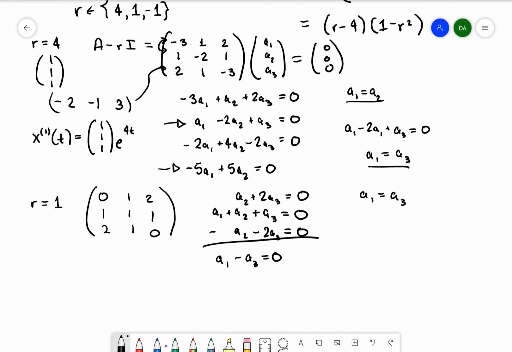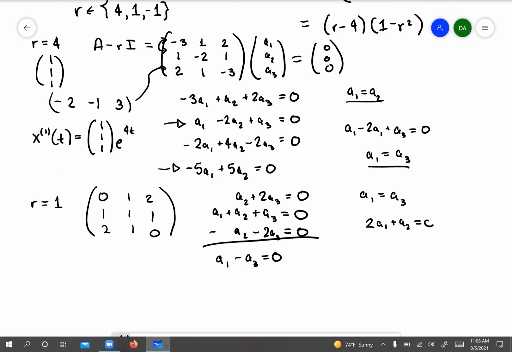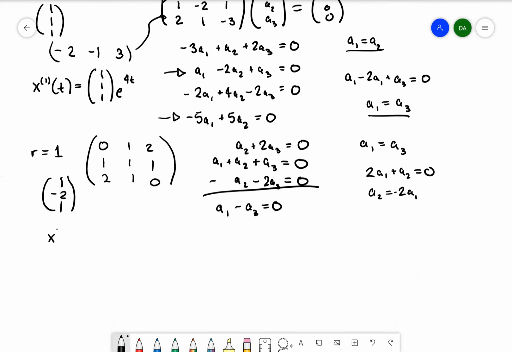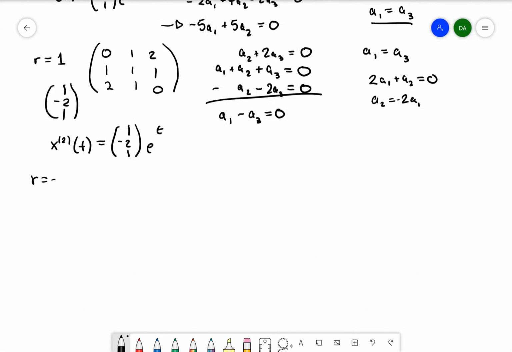And then let's substitute this fact into the second one. That will give me that 2A1 plus A2 is equal to 0, or A2 is equal to negative 2 times A1. And so we'll choose A1 to just be 1. And what we'll get is 1 for A1, 1 for A3, and then negative 2 for A2. So we get a second solution, x2 of t, 1, minus 2, 1, e to the t. Now the final one is r is equal to negative 1.